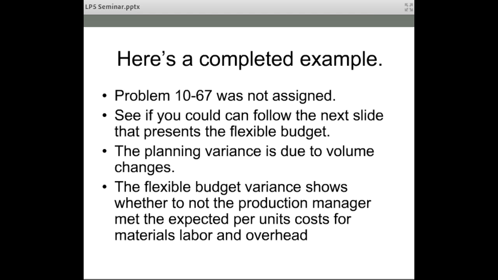And here's a completed example. Problem 1067 was not assigned. See if you can follow the next slide that presents the flexible budget. The planning variance is due to volume changes. The flexible budget variance shows whether or not the production manager met the expected per unit cost for materials and overhead.